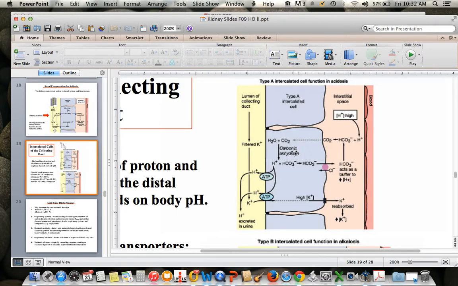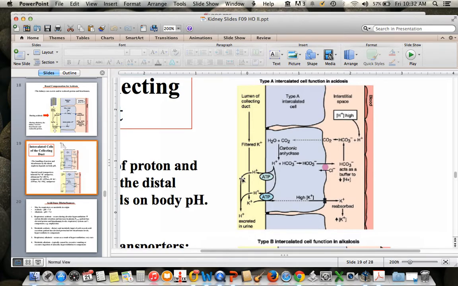And once it gets inside the cells, it can bind with water and, through the action of carbonic anhydrase, be converted back into protons that can be pumped out. So why go through all this trouble? Why not just have the protons go into here and pump it out? The reason is that cell membranes make it difficult for the protons to actually escape. So it's easier to convert it into a gas that can diffuse into the cells and then be converted into a proton that can be pumped out.